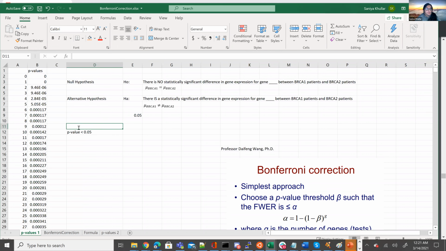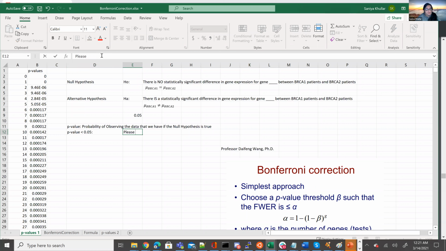So the p-value is pretty much a probability of observing the data that we have if the null hypothesis is true. If this probability is less than 5%, we typically reject the null hypothesis and instead accept the alternative hypothesis. That's what we would say here.